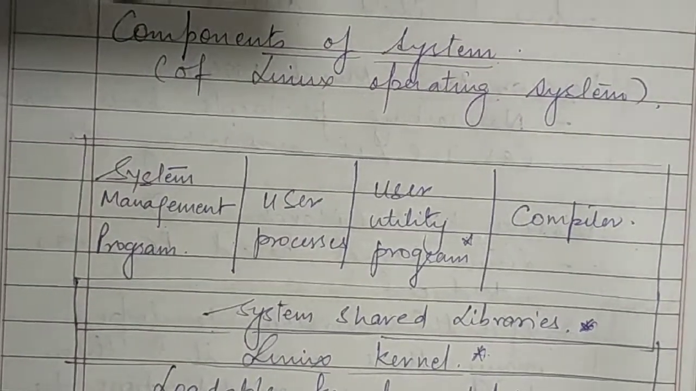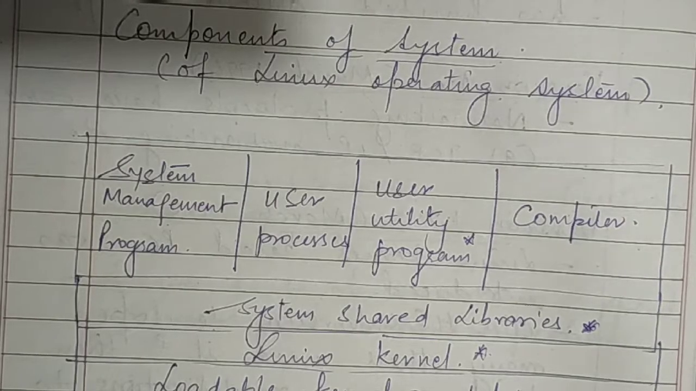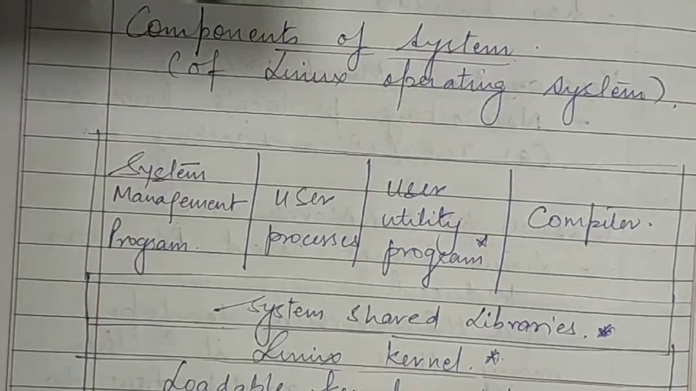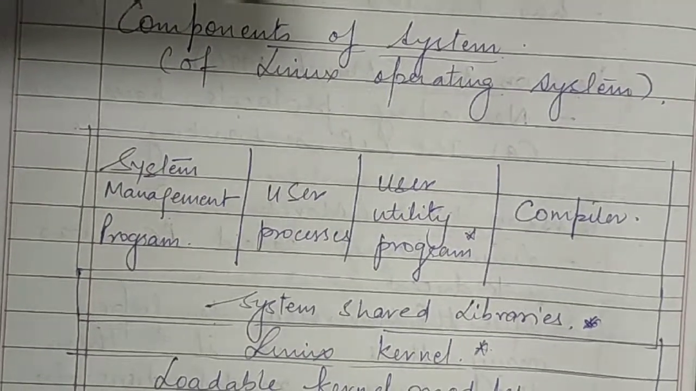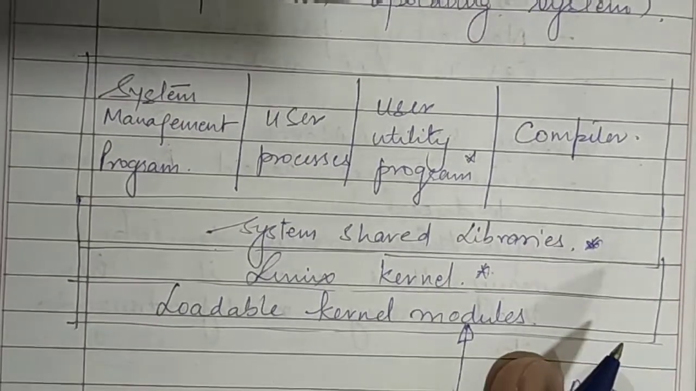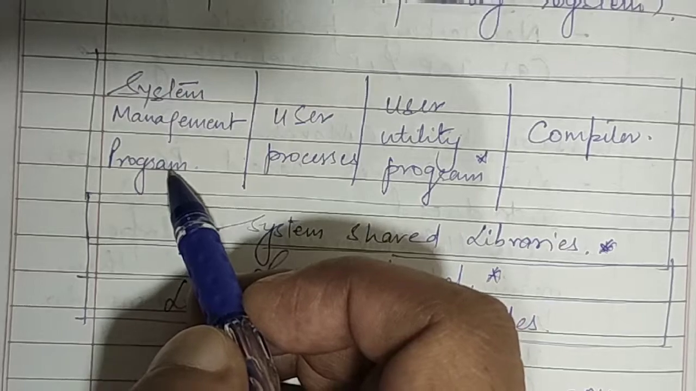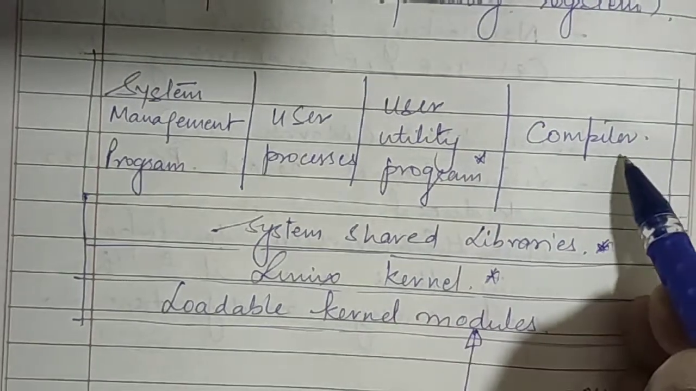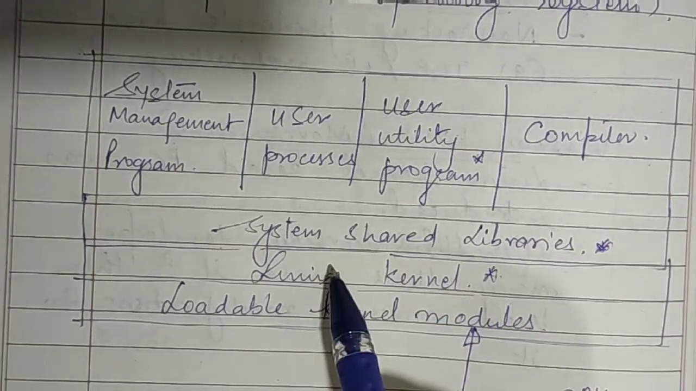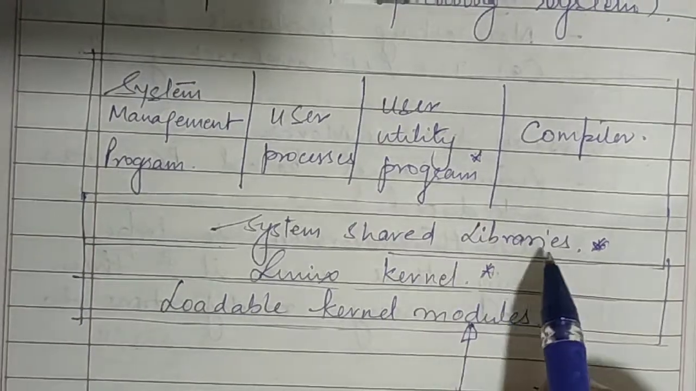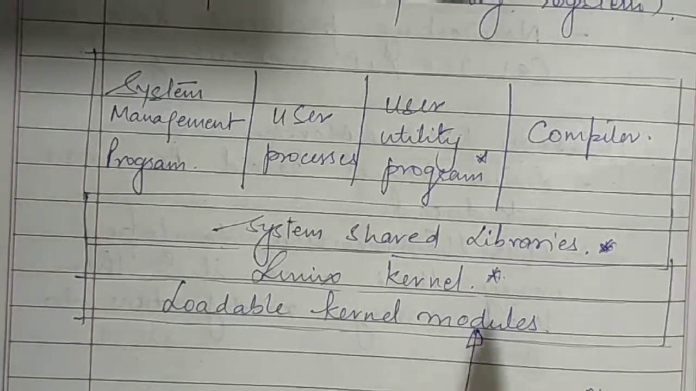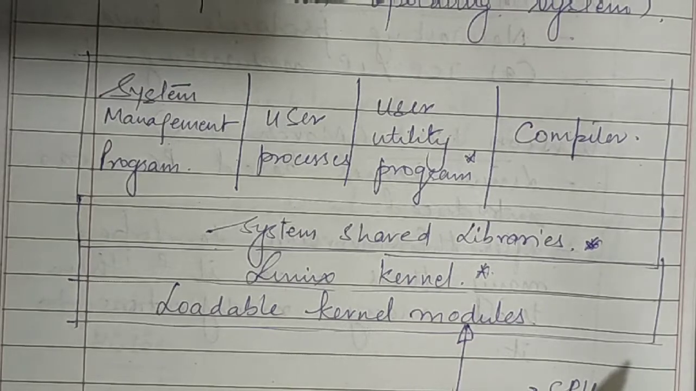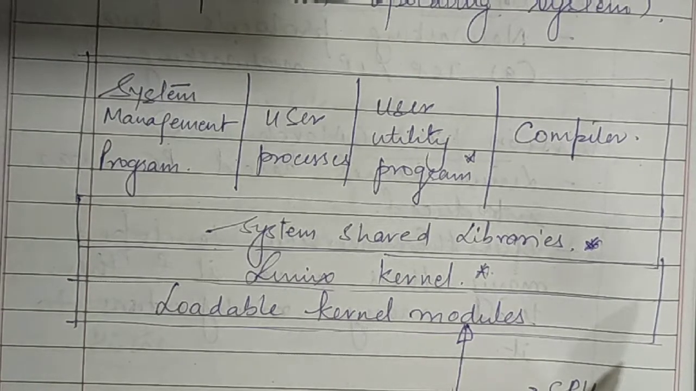Okay, good morning students. We are starting now the components of the Linux operating system, and this is the component diagram or structure diagram of Linux. Here you will see the system management program is the first block, and then user processes, then user utility programs, and a compiler. Below these are the layers: system shared libraries, Linux kernel, and loadable kernel modules. These are the block diagrams showing the components of the Linux operating system.